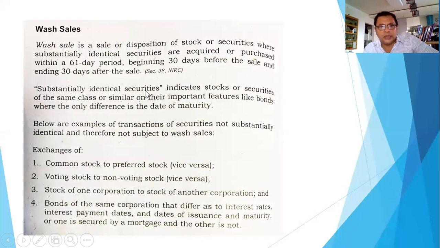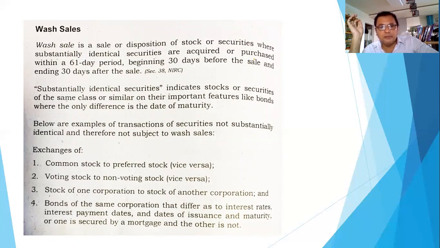So substantially identical securities indicates that the stocks or securities of the same class or similar under important features, like bonds, where the only difference is the date of maturity. So here are examples of transactions or of securities not substantially identical and therefore not subject to wash sales. Exchanges of common stock to preferred stock and vice versa. The voting stock to non-voting stock, vice versa. Or stock of one corporation to stock of another corporation. So it's not identical, so it cannot be a wash sale.